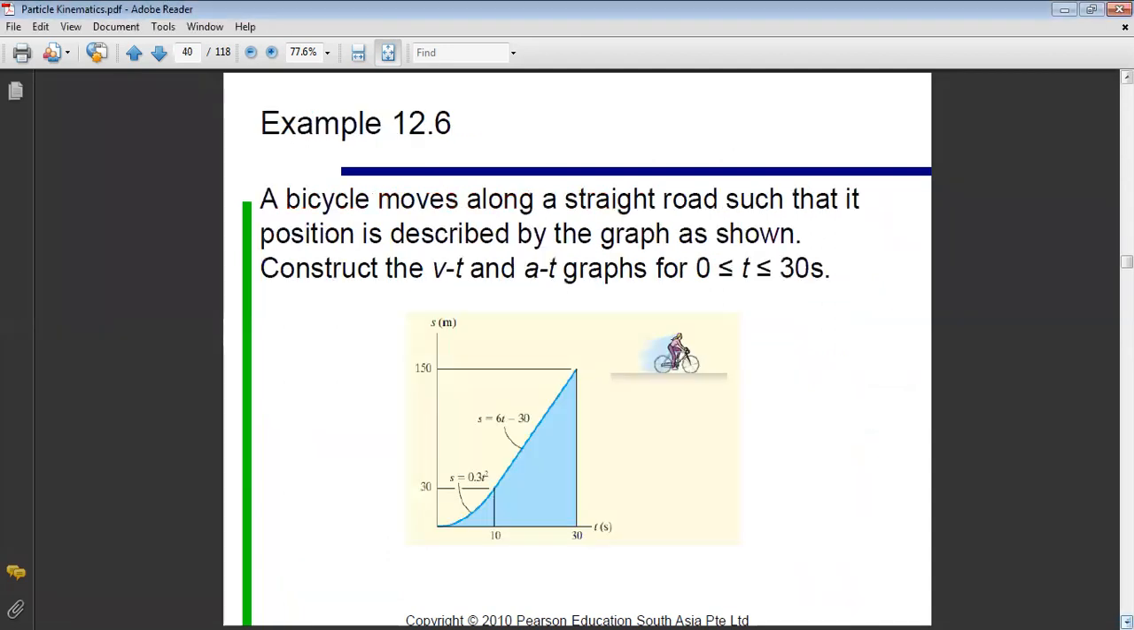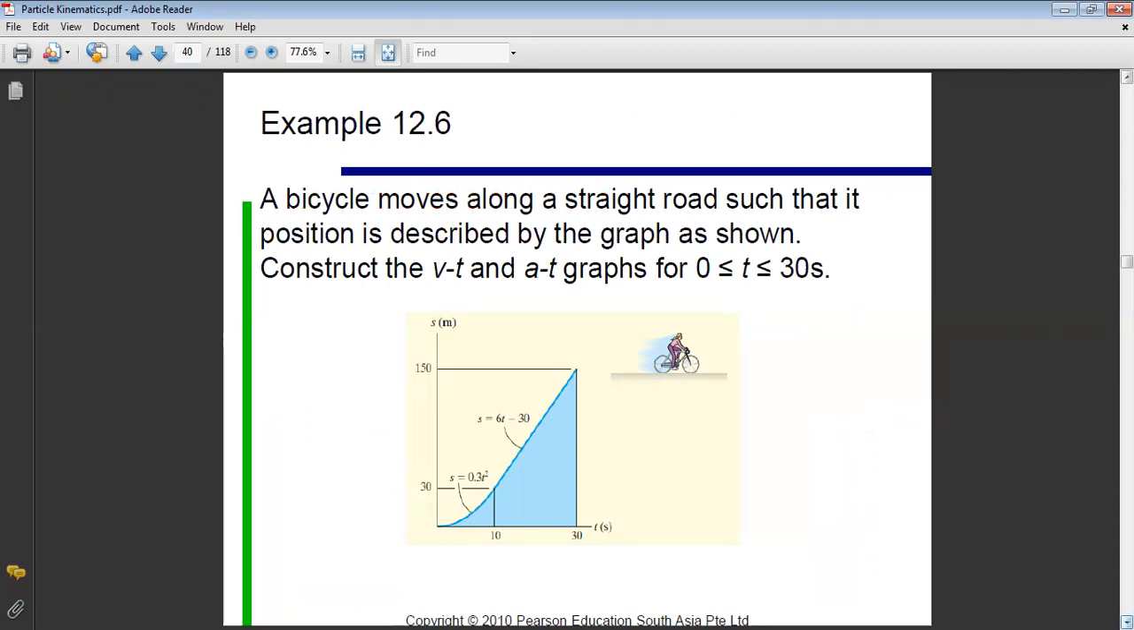Let us now do some problems on using the graphs. A bicycle moves along a straight road such that its position is described by the graph shown. Construct the v-t and a-t graphs for t varying between 0 and 30 seconds.